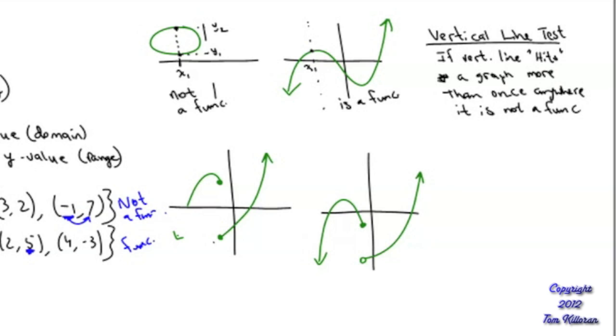What does a closed circle mean? It means the point is included, equal to. What does an open circle mean? It's not equal, not included.